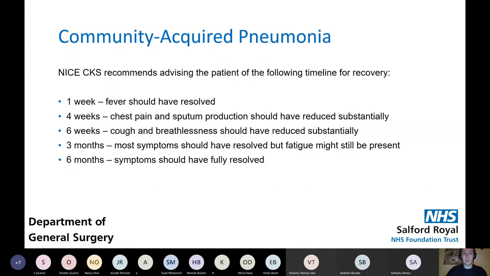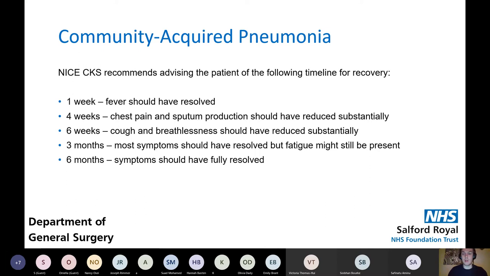If you take a look at this, this is on NICE CKS, and it's got a nice clear idea of when you can tell patients, you've had this chest infection, you're going to be feeling a bit out of sorts for a while, but you should get better over time. So 1 week, 4 weeks, 6 weeks, 3 months, 6 months, this is your pathway to recovery.